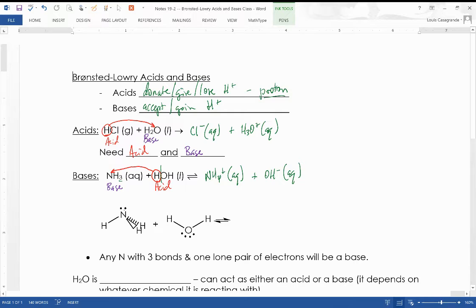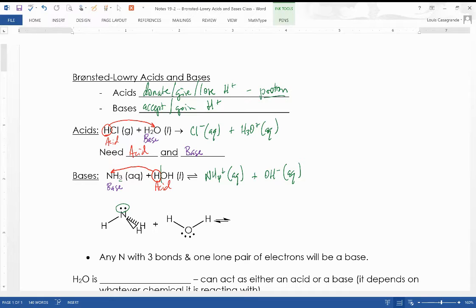Ammonia has this lone pair of electrons right here. A lone pair of electrons can be very attractive to something that doesn't have any electrons, such as an H+. And there's going to be this tug of war. And this is what's going on with the acids now. Acids and bases are getting into this tug of war with water for one of water's H+.